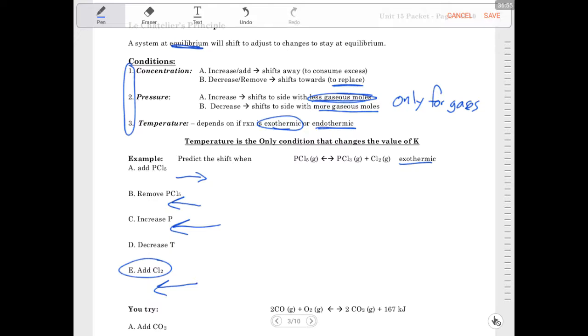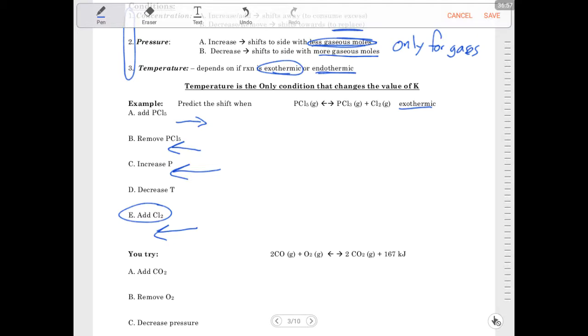So we'll take it one example at a time. This is an exothermic reaction, meaning heat is going to be produced. As you go from left to right, there's a lot of heat over here on the right-hand side. So we're going to say plus heat as one of our products. Now, we're going to decrease the temperature.